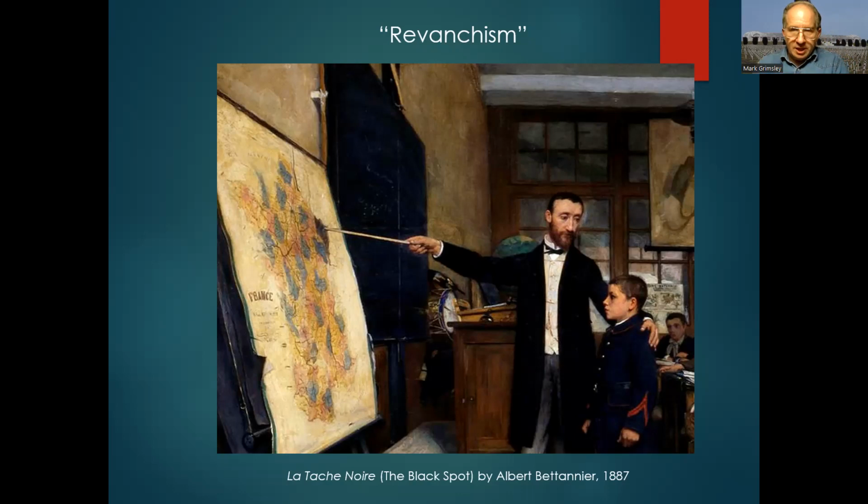And what you see here is a painting done in 1887 by a guy named Albert Bataillé. It's called La Tache Noire, the black spot. And the black spot is Alsace and Lorraine. That's what it represents. Okay? And the idea is this teacher is making sure this young kid understands what the Germans did to France. And so you got generations of French people believing, with varying degrees of fervency, that the moment will come, the moment must come when France and Germany will square off again in a war of revenge.